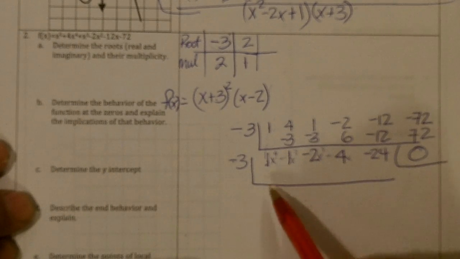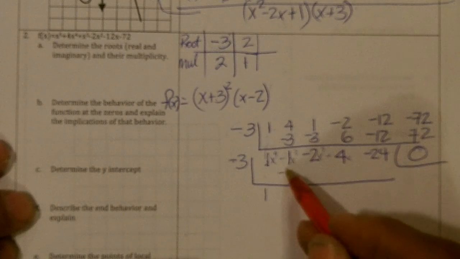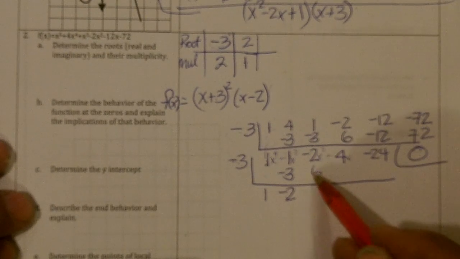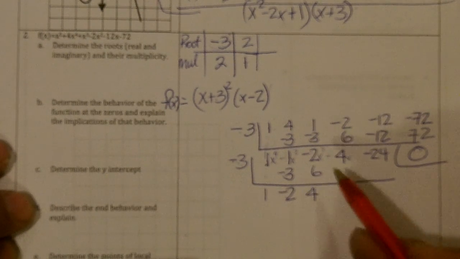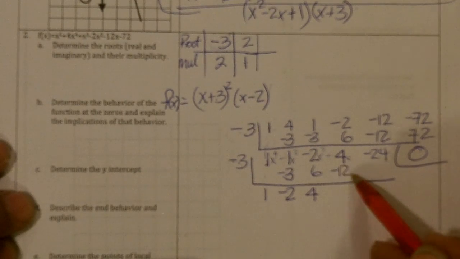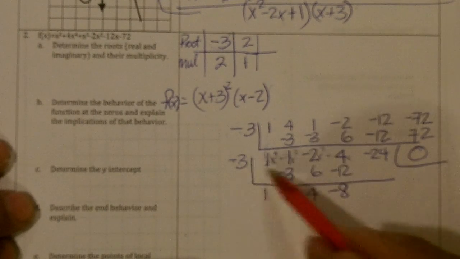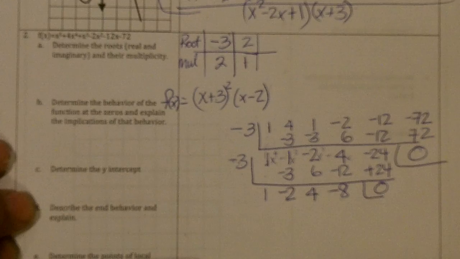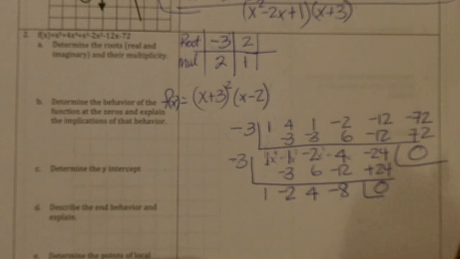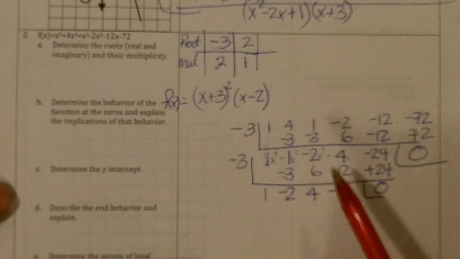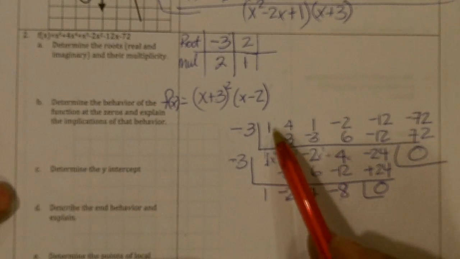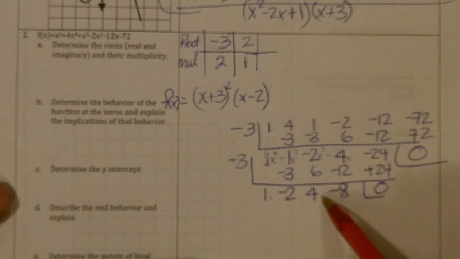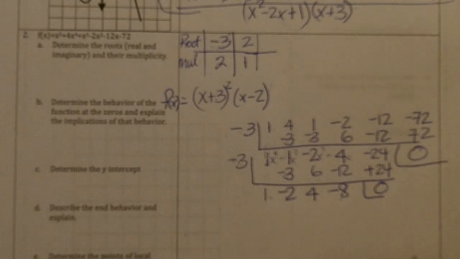So 1 plus nothing is 1 times -3 is -3. 1 plus -3 is -2. That's plus 6. That's 4. Times -3 is -12. That's -8. -3 times -8 is positive 24. Adds to be 0, which is what we suspected. So now we've confirmed that that's there, and what's left is x to the third plus... 1x to the third minus 2x squared plus 4x minus 8. So we're reducing this. We're slowly getting it down.